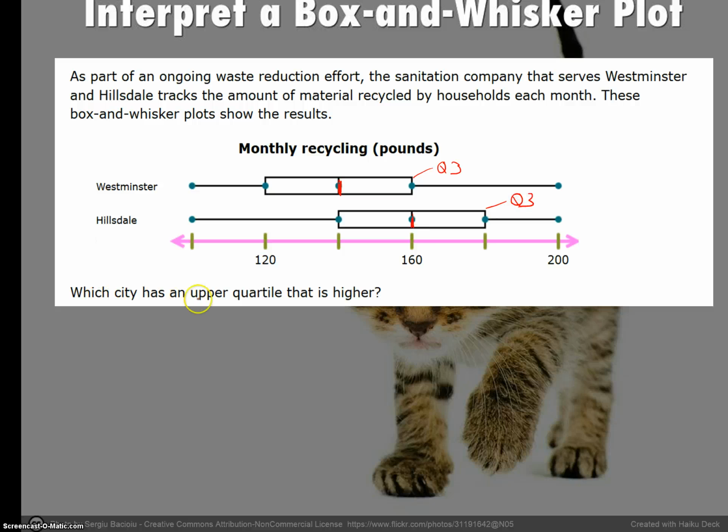It asks which city has an upper quartile that's higher? Well, in order to read this, you just look at the one that's bigger, towards a bigger number. So your answer would be Hillsdale.